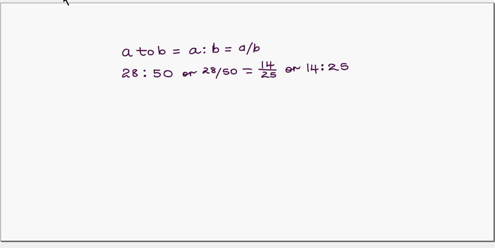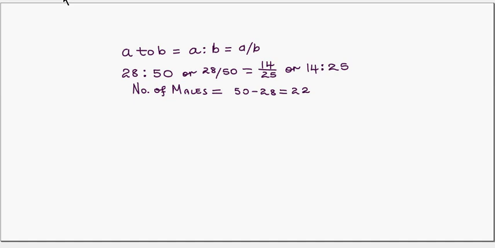The number of males is equal to 50 minus 28. Number of males is equal to 50 minus 28, which is equal to 22. Right? So there are 22 males in the club.